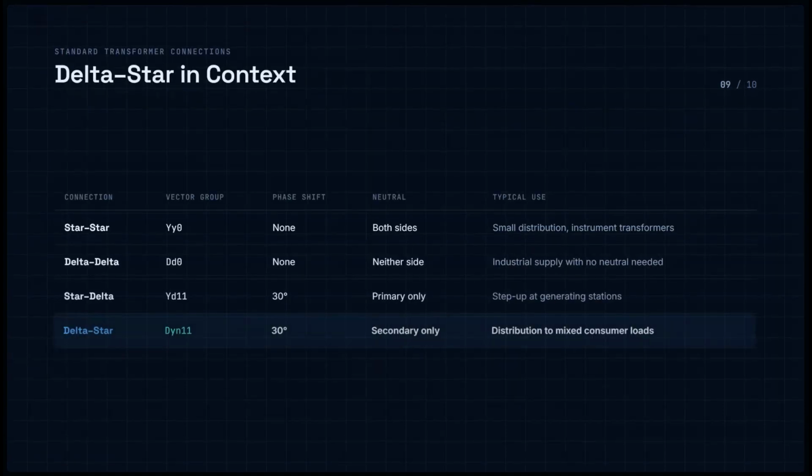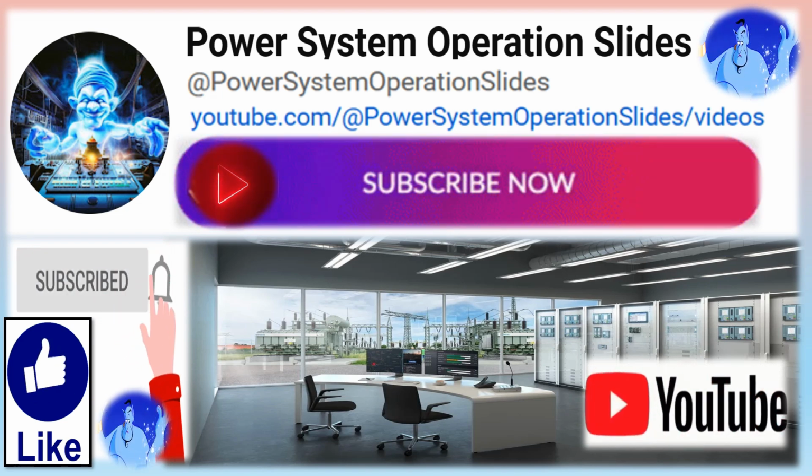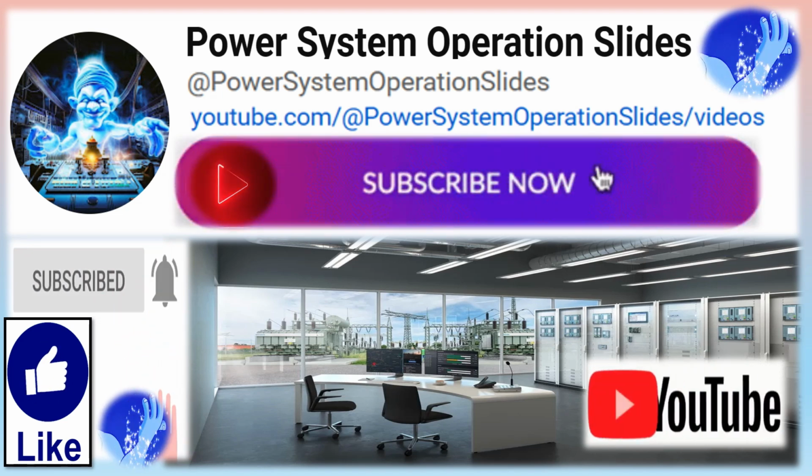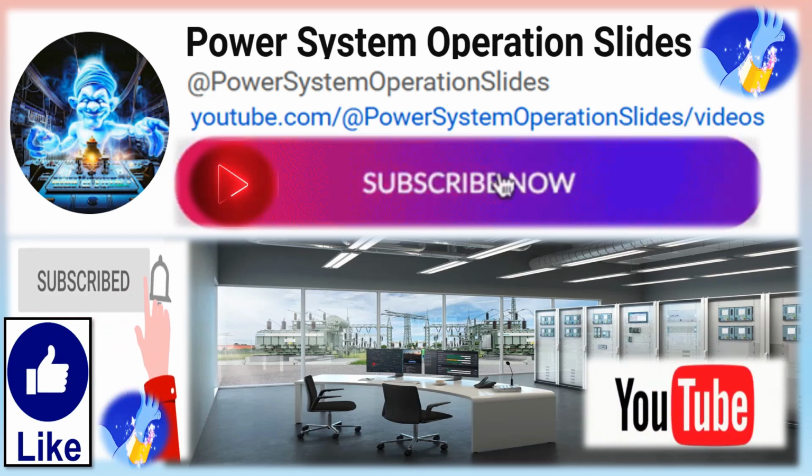A proper understanding of star and delta connections is therefore essential for electrical engineers involved in power system planning, transformer design, protection coordination, motor applications, grounding studies, power quality assessment, operation, and maintenance. As electrical networks become increasingly renewable, distributed, electronically controlled, and interconnected, these fundamental connection schemes will continue to play an important role in maintaining safe, reliable, efficient, and economical power systems.